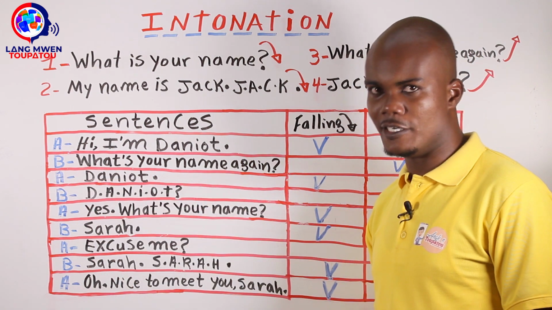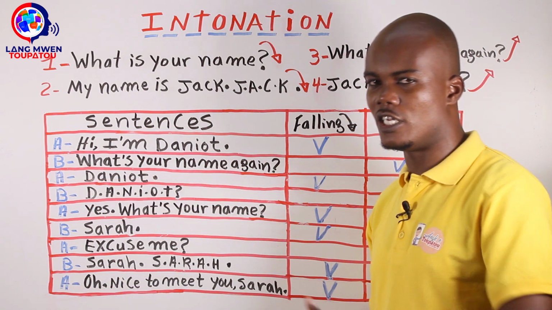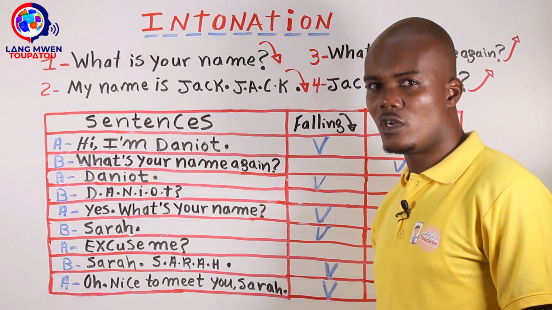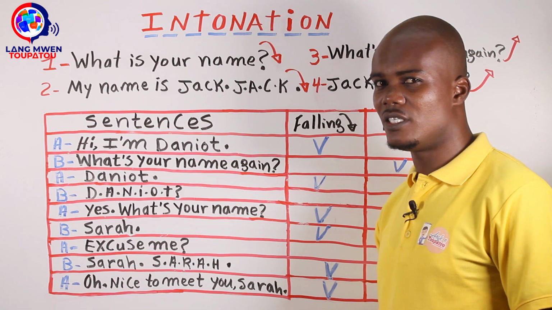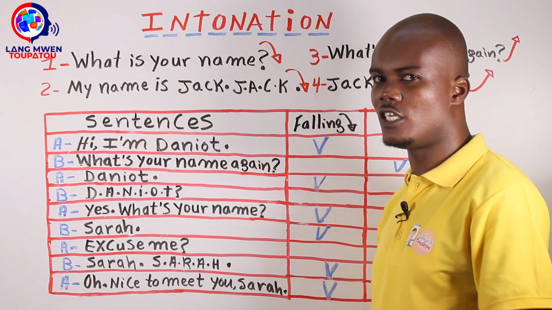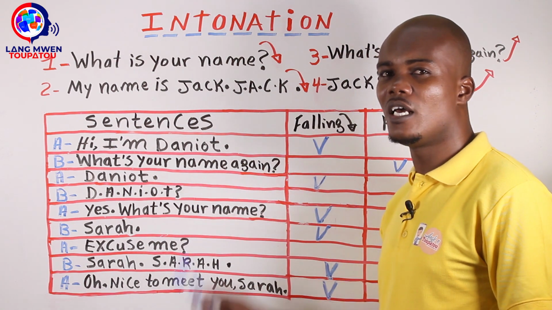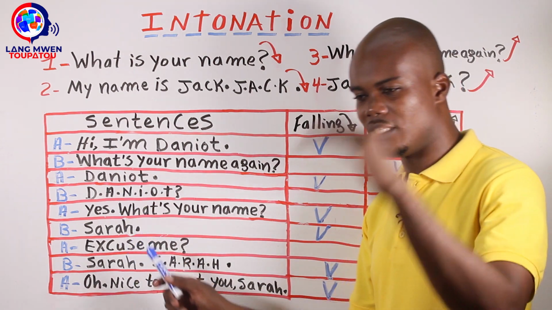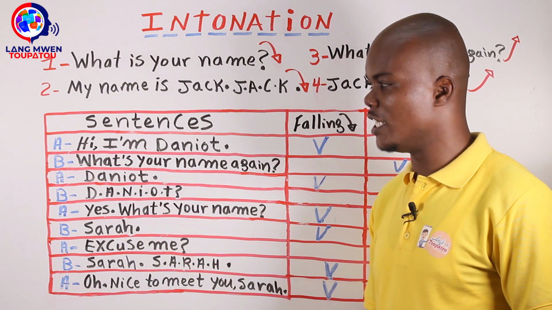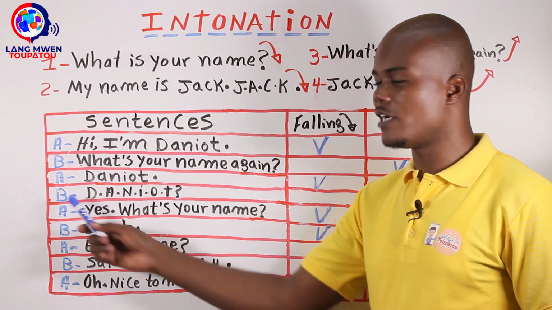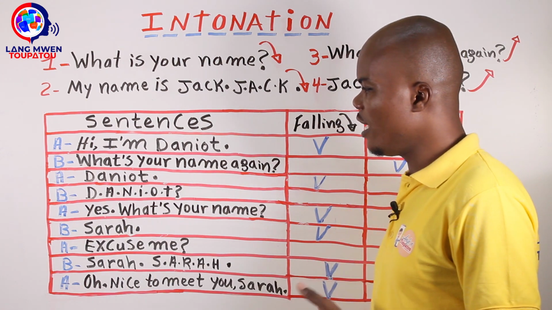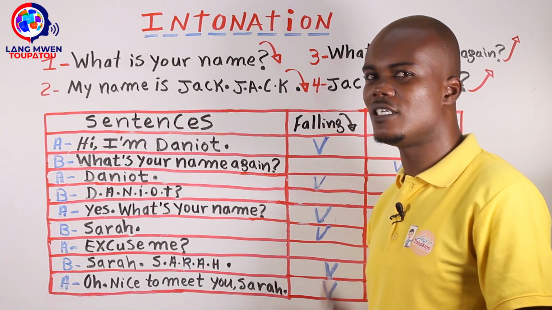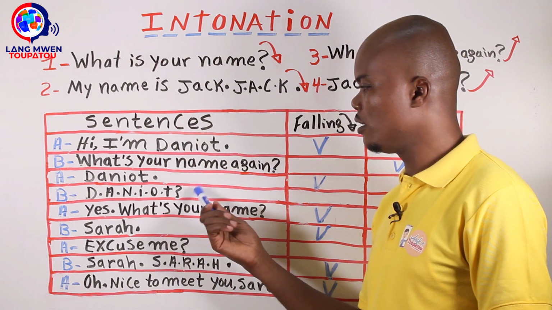Hi, I'm Daniel. You see, this is a falling intonation. I am Daniel. What's your name again? You see a rising intonation. Daniel. You see, Daniel. It's a falling intonation again. And Sarah answers, D-A-N-I-O-T. This is a rising intonation.